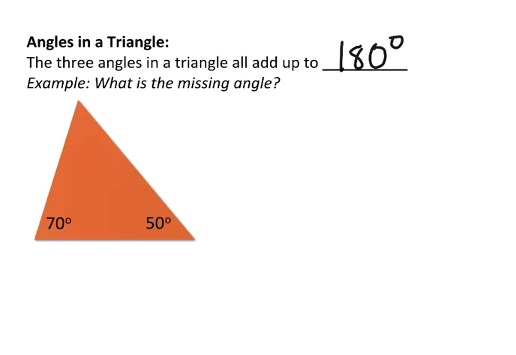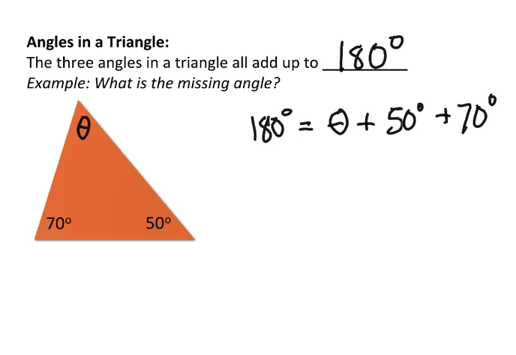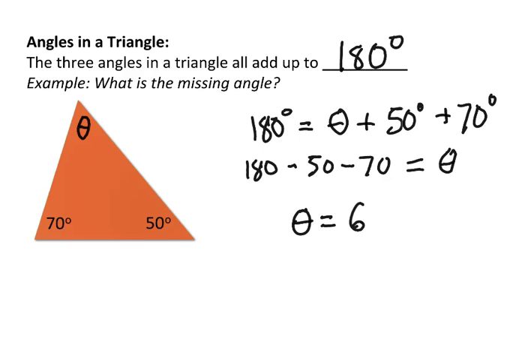So if I call this angle theta, classic name for an angle, right? I would say that 180 degrees is equal to all those angles added up: theta plus 50 degrees plus 70 degrees. Rearranging that for theta, I would get 180 minus 50 minus 70 equals theta. And what I get here is theta is 60 degrees. So that angle in the triangle must be 60 degrees.